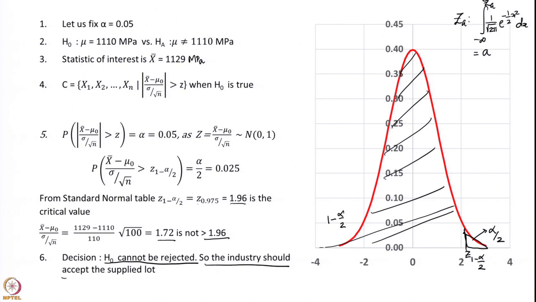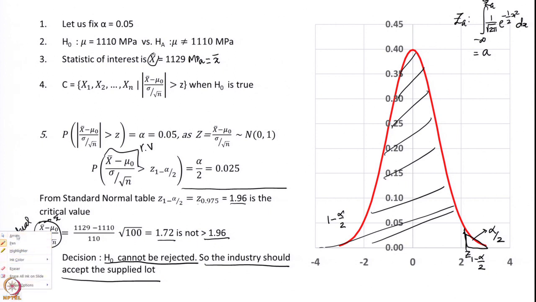And so the industry should accept the supplied lot. This is the decision. This is how the 6 steps are to be followed. What is to be remembered is that up to this point you are talking about this value as a random variable, and at this point in reality it is an actual value. Maybe we should make a change here. Instead of calling it x bar, we should call it small x bar, and this x bar may be replaced by small x bar. That would bring more clarity, I believe. So we find our final decision in this case is that we accept the lot.